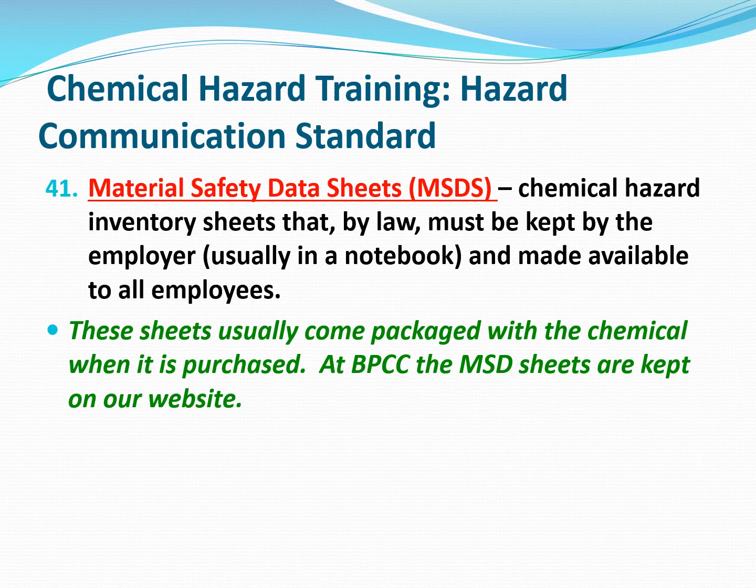So now we talked in the lab and I showed you guys where the material safety data sheets are located in our lab, right? So these are the chemical hazard inventory sheets, right? And by law, they must be kept by the employer, usually in some type of notebook. Nowadays, it may be online in some kind of online format, which is fine as long as your employees have access to it and can get to it easily, right?